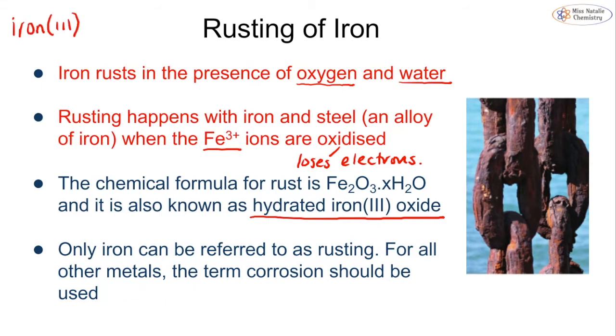So iron 3 oxide is rust. No other molecule or no other metal can form this compound. So if we're talking about the reaction of any other metal with water or with oxygen to form this metal oxide, then we call it corrosion. Okay, so please make sure that we understand that those are not interchangeable words. Rusting is a form of corrosion, but not all corrosion is rusting.